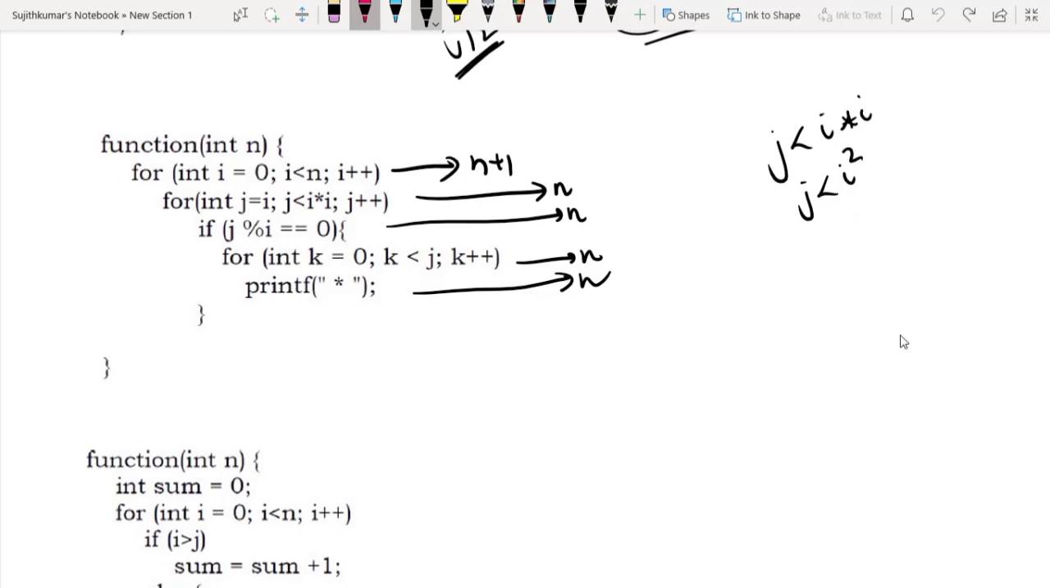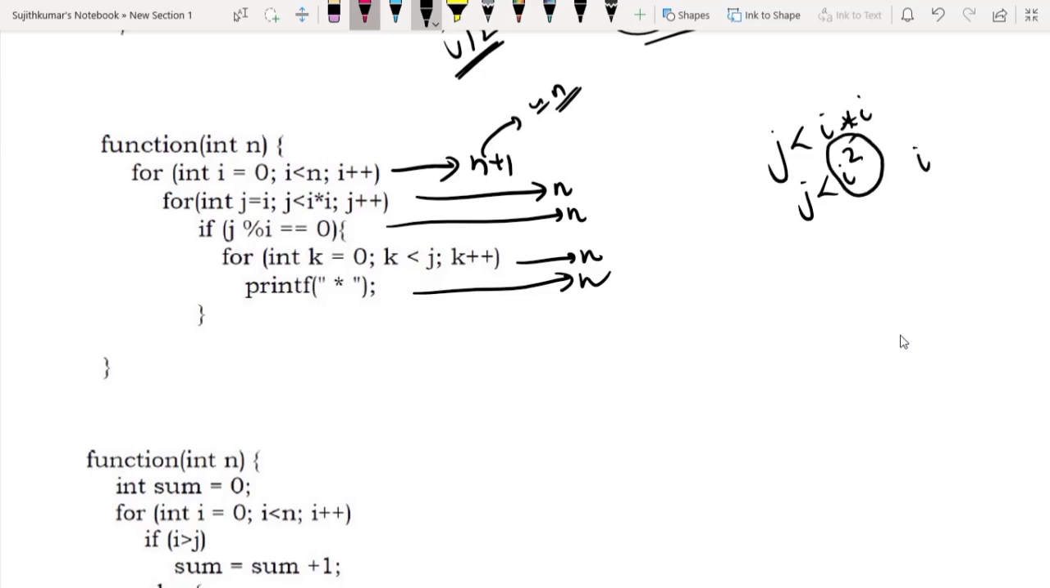So how do I find the time complexity of the inner loop? It will iterate for I square times, guys. But I is iterating for n plus 1 times, or else you can say n times. You can see in the upper loop n plus 1 times, or approximately you can say n times, doesn't matter, right? So the inner loop iterates for I square times.